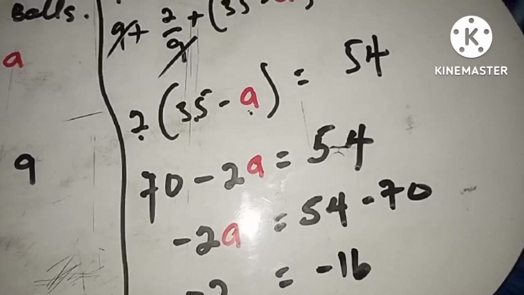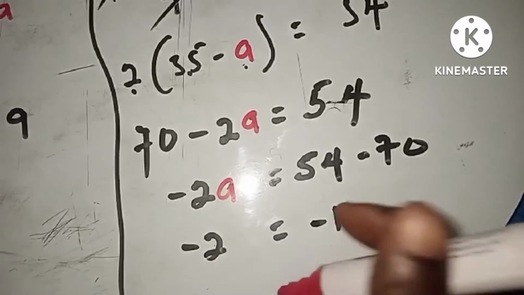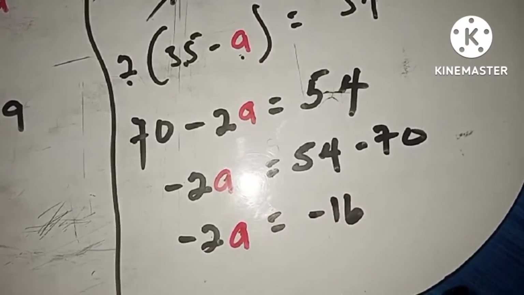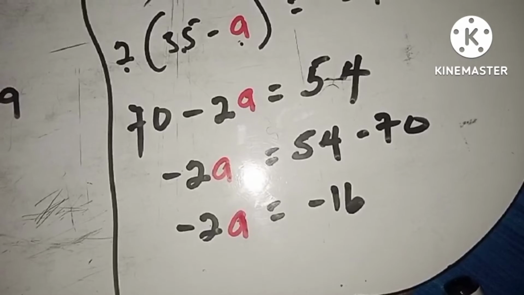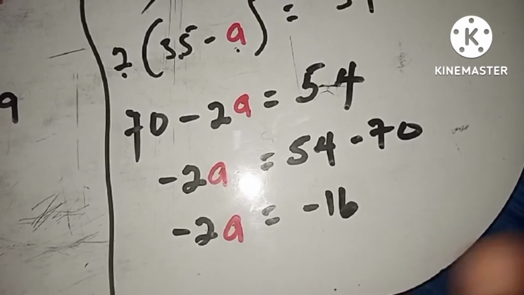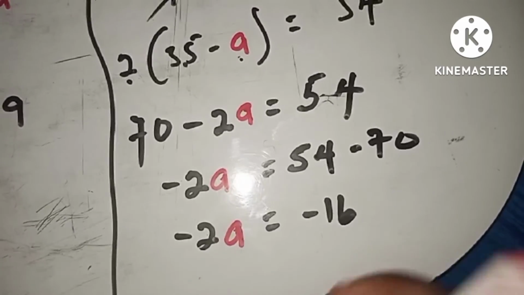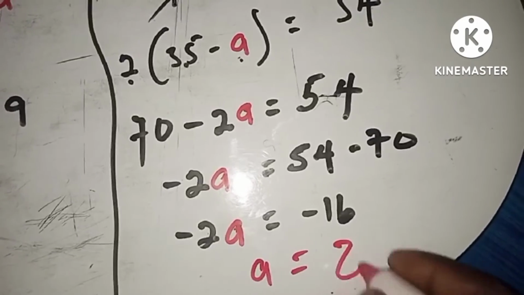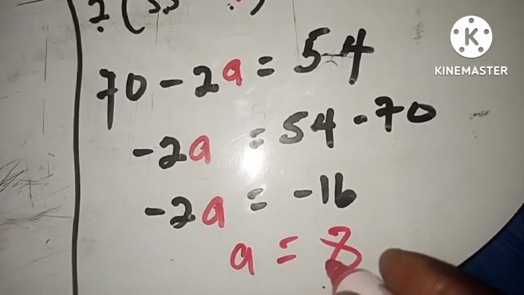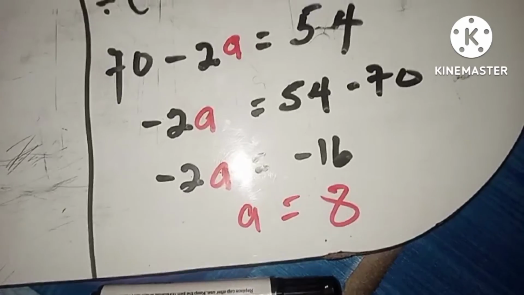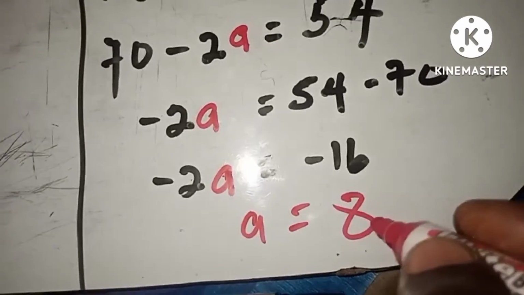Negative 16, right? So you divide both sides by negative 2. So you are going to have your a to be equal to 8, right? So this a here is the number of all the red balls. So you have to make sure that you answer the question at the end.